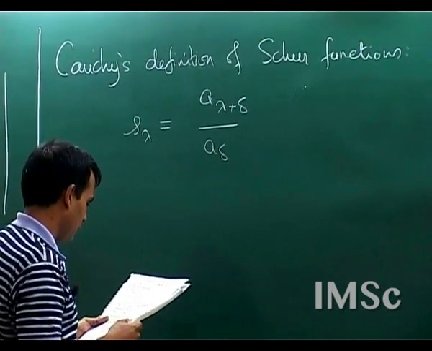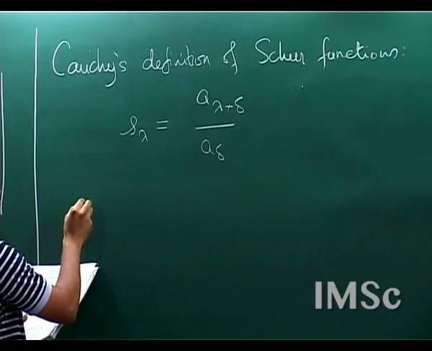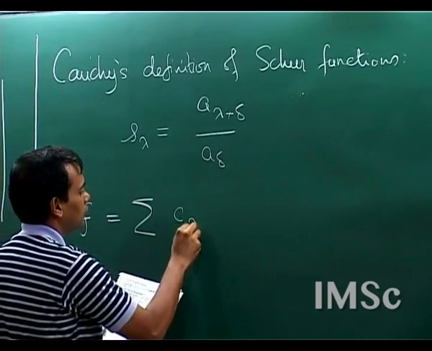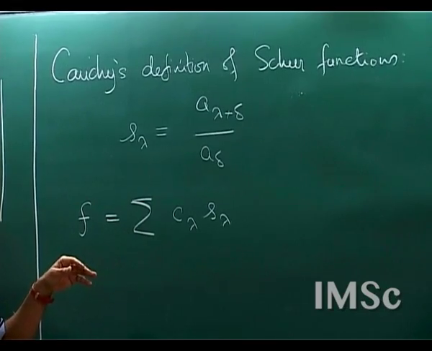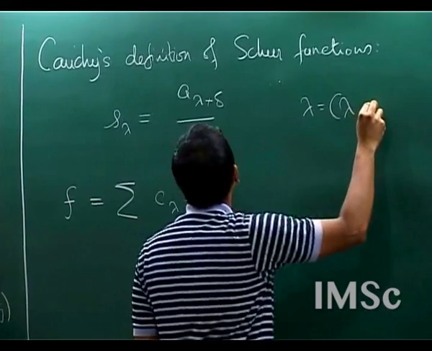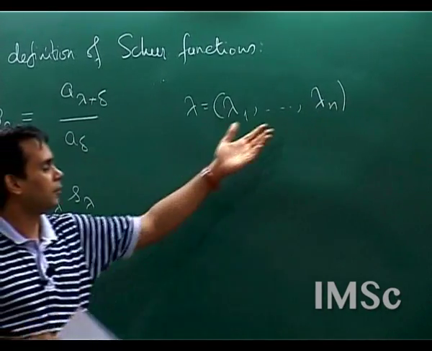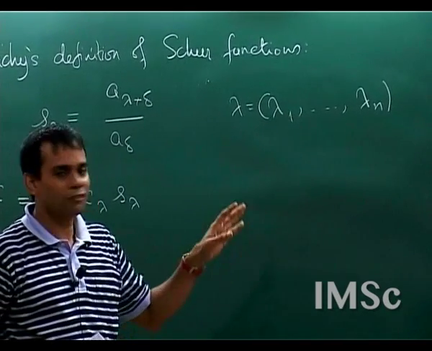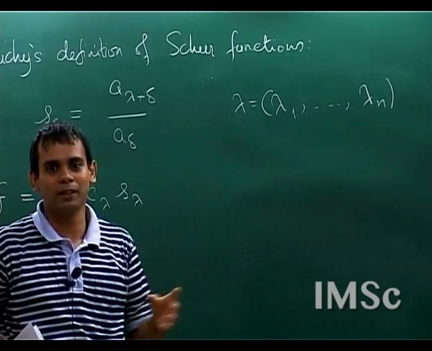Now suppose you have a function f which you can expand in terms of Schur functions. There's a theorem which says that all symmetric functions can be expanded in this way. So this partition lambda here is lambda 1 to lambda n. Let's just assume it has n parts. You can add zeros to the end of your partition. It's a partition of n, but we'll add as many zeros to make it have n parts. It can't have more than n parts anyway.